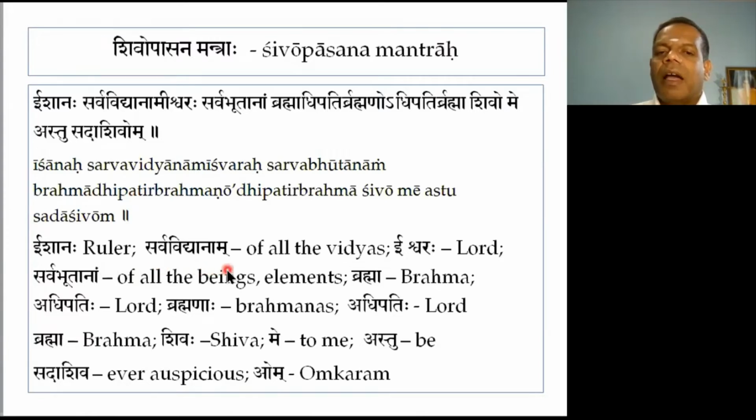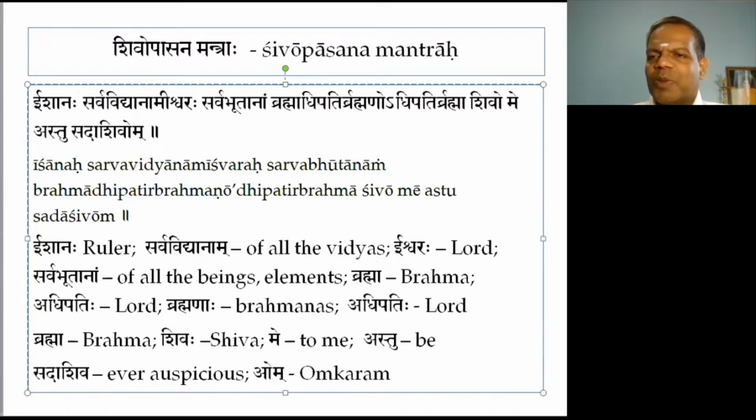Sarva Vidyanam. Sarva means all. Vidya means knowledge, or study or subjects, whatever we want to call it, but I have not translated it because I felt there is no good translation of the word Vidya. Sarva Vidyanam. So he is the ruler of all knowledge, all Vidyas.